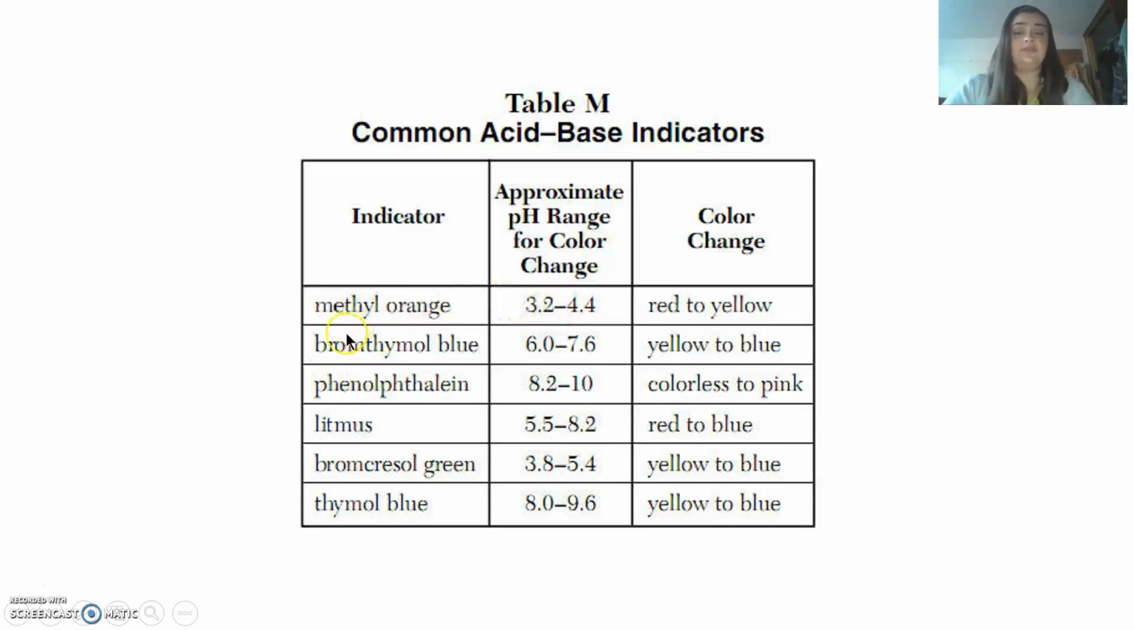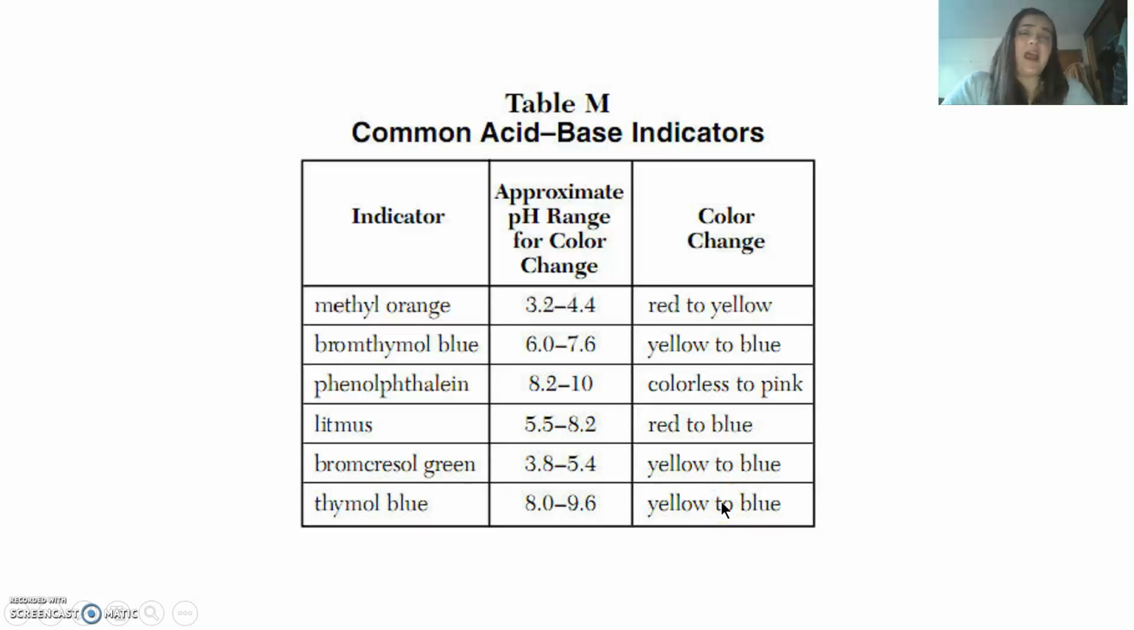So, some other examples are bromethymol blue, which is 6 to 7.6, yellow to blue. Phenolphthalein, 8.2 to 10, colorless to pink. Litmus, 5.5 to 8.2, red to blue. Bromcresol green, 3.8 to 5.4. Thymol blue, 8.0 to 9.6, which both go yellow to blue.